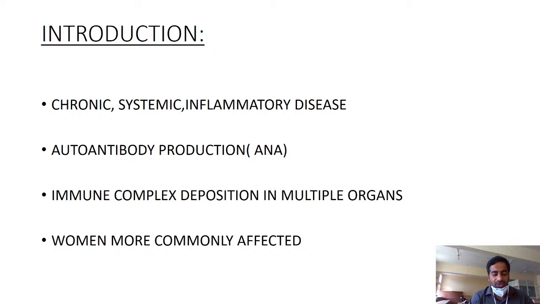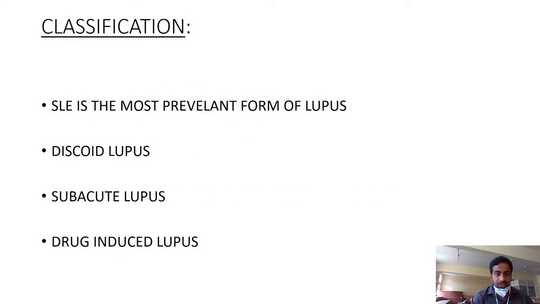It also involves deposition of immune complexes in multiple organs like kidneys, lungs, heart, causing pneumothorax, pericardial effusion, pericarditis, myocarditis. In the lungs, it can cause pleuritis. And in the kidneys, glomerulonephritis. All those are more common, and women are more commonly affected than men. It is the most prevalent form of lupus, SLE.